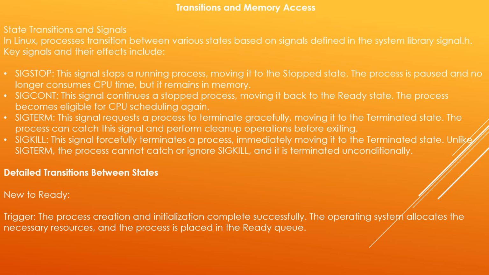SIGCONT. This signal continues a stopped process, moving it back to the ready state. The process becomes eligible for CPU scheduling again. SIGTERM. This signal requests a process to terminate gracefully, moving it to the terminated state. The process can catch the signal and perform cleanup operations before exiting.